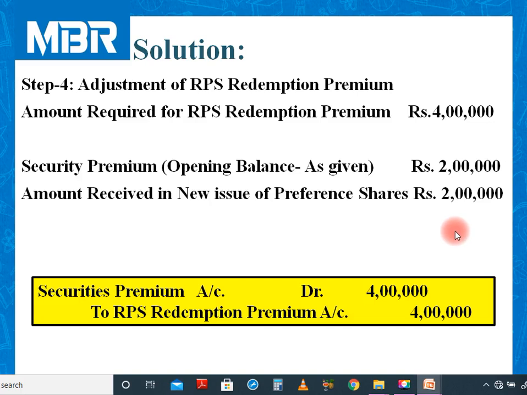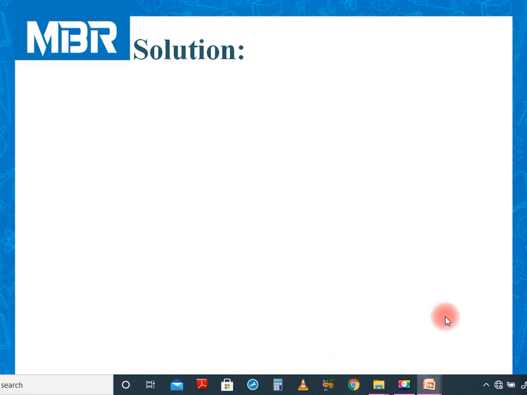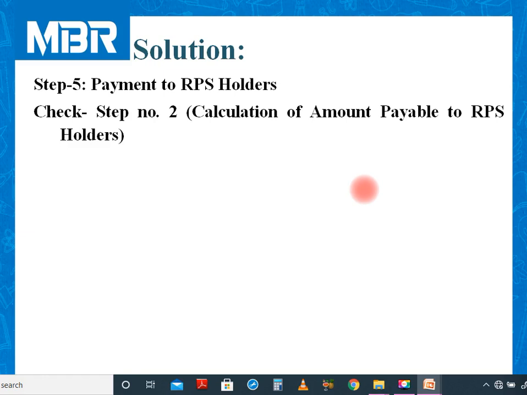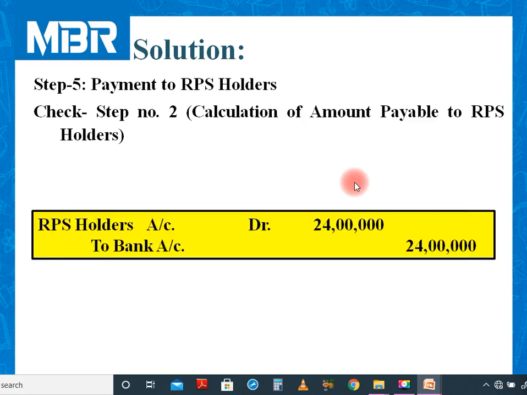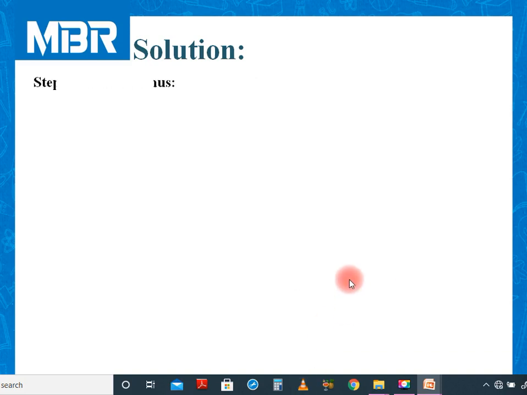Now enter into the next stage of our calculation. The next stage of our calculation is payment to RPS holders. It's very easy because we can directly pay the amount to RPS holders without any extra calculations. RPS holders account debited rupees 24 lakhs, that we have decided in step number 2, to bank account rupees 24 lakhs.